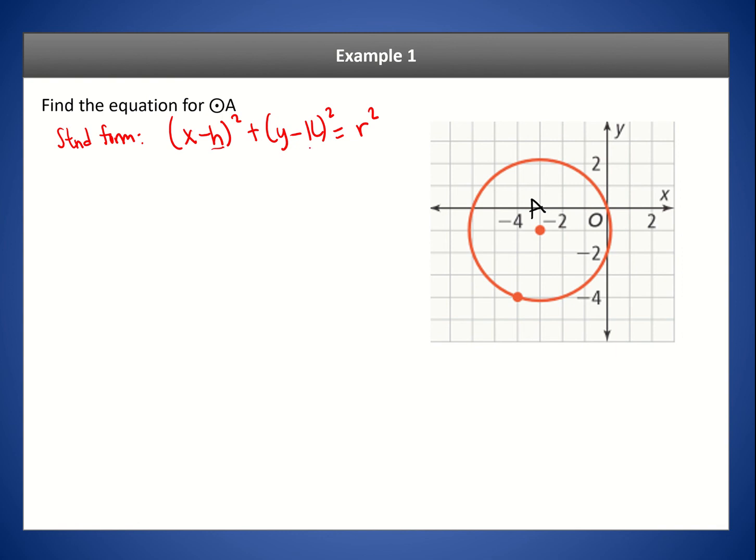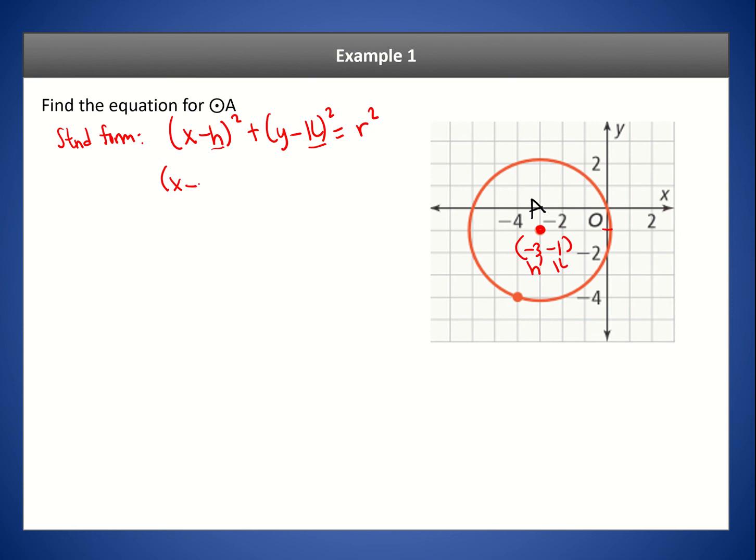H, K are the coordinates of the center, so that's this center right here. So what are the coordinates of the center? It's -3 and -1, and that's going to be my H, K. So we know H is -3, K is -1. Let's plug that in now.